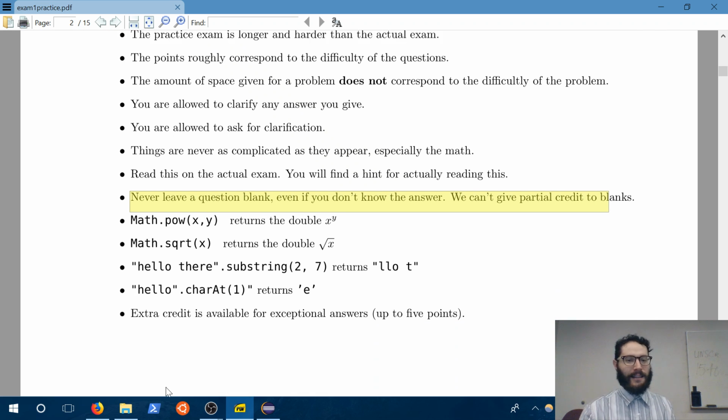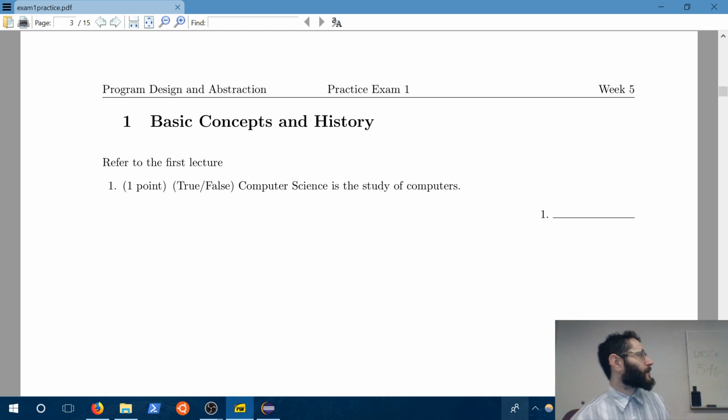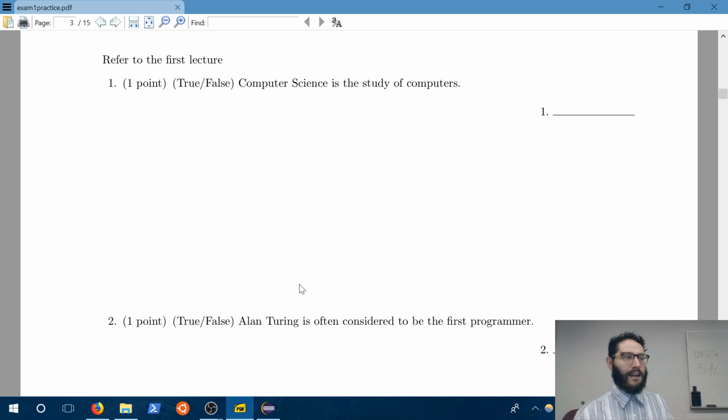Okay, and then finally, if you give me something really original or interesting, or a solution I didn't even think of, extra credit. So, all right. This one refers to the first lecture. So your first page will be like this. These are kind of like nice built-in buffer points if you remember your first lecture.